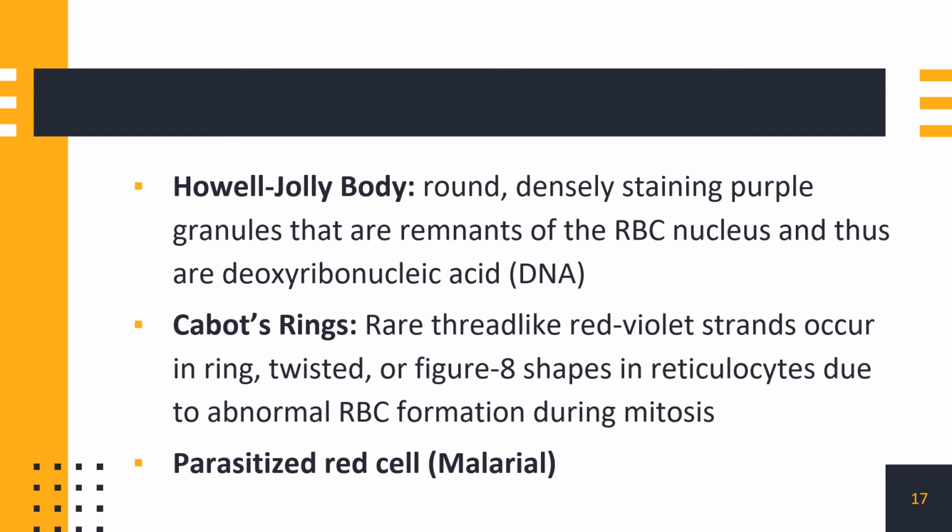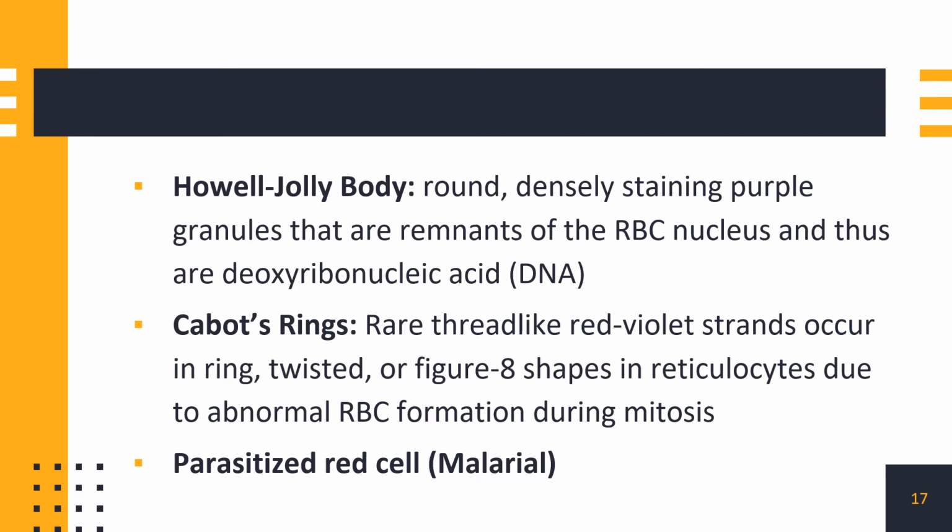Howell-Jolly bodies are round, densely staining purple granules that are remnants of the RBC nucleus and thus are deoxyribonucleic acid. Howell-Jolly bodies are often seen in the peripheral blood after removal of the spleen, as well as in cases of abnormal RBC formation.